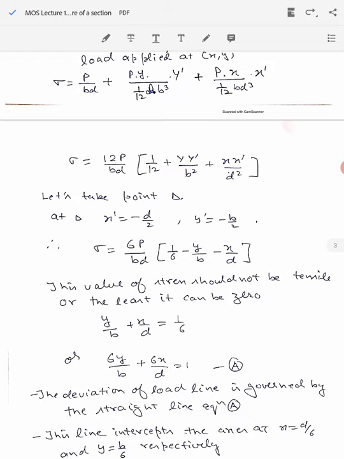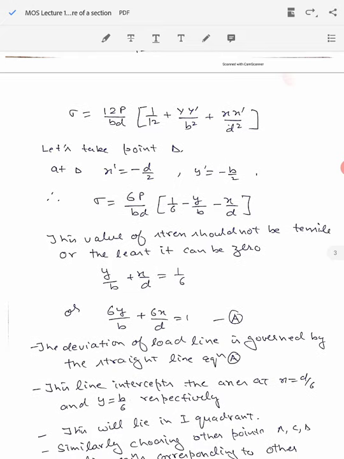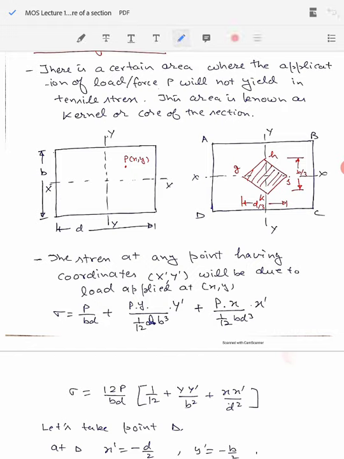So in this line equation, if you substitute x equal to 0, it will give you the value of y equal to b by 6. If you substitute y equal to 0, it will give you x equal to d by 6. So the line intercepts at x equal to d by 6 and y equal to b by 6. Where will this lie? This line is going to be this line here. These are the coordinates of these 2 points here, and this is the line we are talking about. We have just obtained the equation of the line HJ, right?